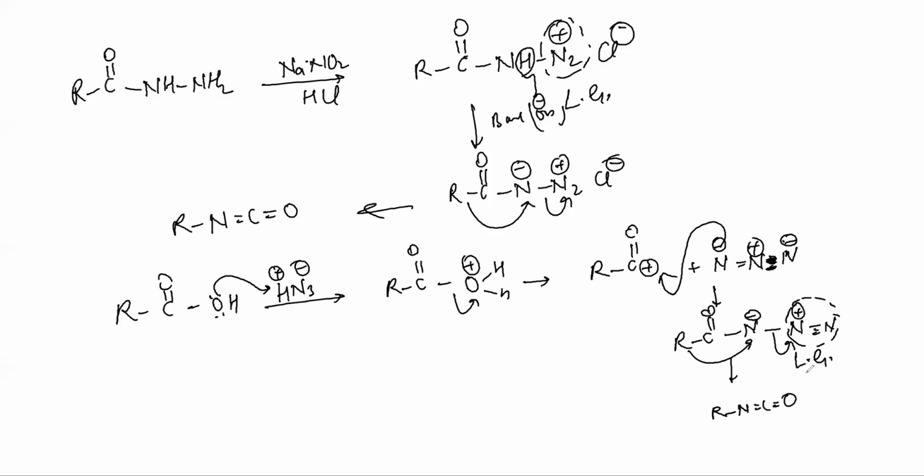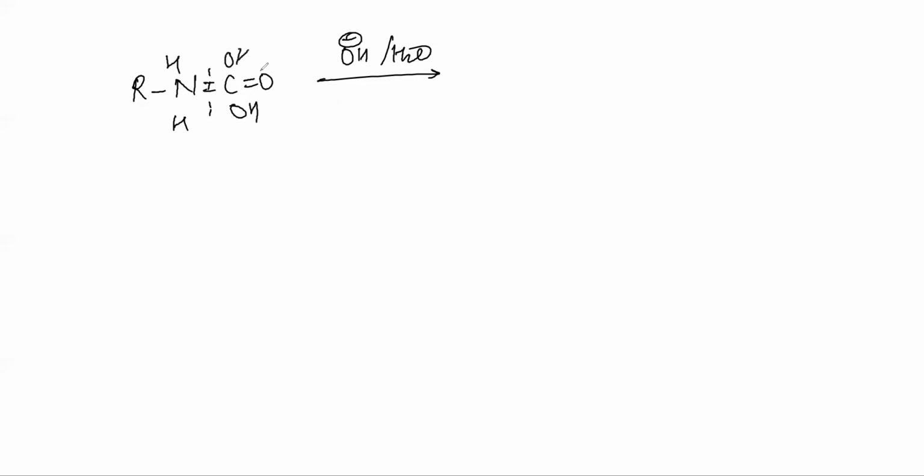So there are several methods of production of this alkyl isocyanate. Once it is formed, what do you have to do? Just treat it with OH minus, H2O. Hydrolysis means the nitrogen bonds will be broken, H will be given to nitrogen, OH will be given to carbon. So the product will be RNH2 plus H2CO3. H2CO3 is nothing but H2O plus CO2.